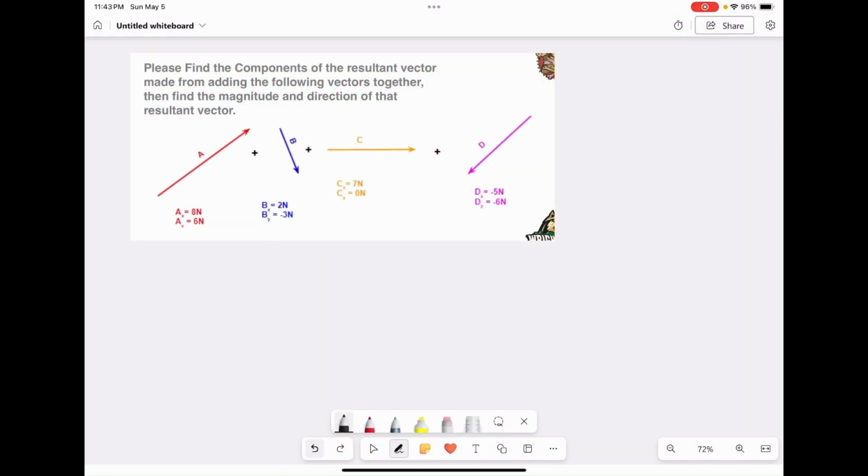Okay, welcome back. Let's go ahead and try to solve this problem. So here's my first vector, A. I gave you its x and y components. That's A, meaning this side here is AX. It's got a length of 8 newtons. This side here is AY. It's got a length of 6 newtons.